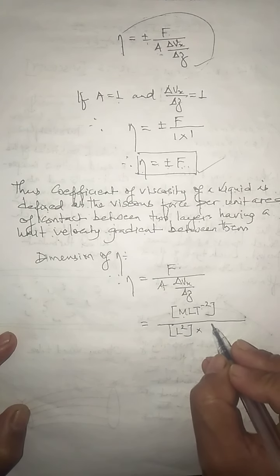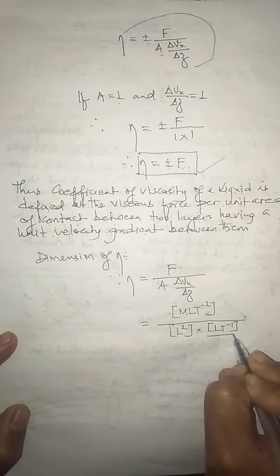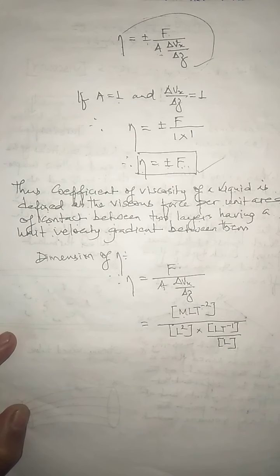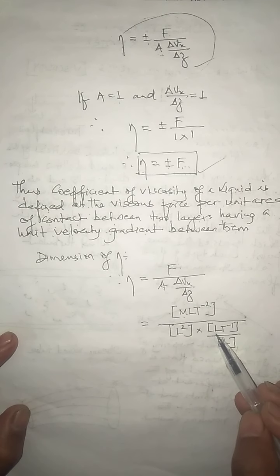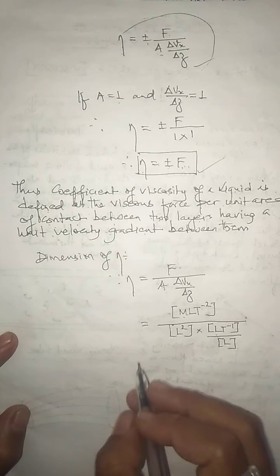Now the dimension of velocity gradient. The dimension of velocity means what? L T minus 1. And length means L. So the dimension of velocity gradient is the dimension of velocity, that is L T minus 1, divided by the dimension of length. Now let's combine it.